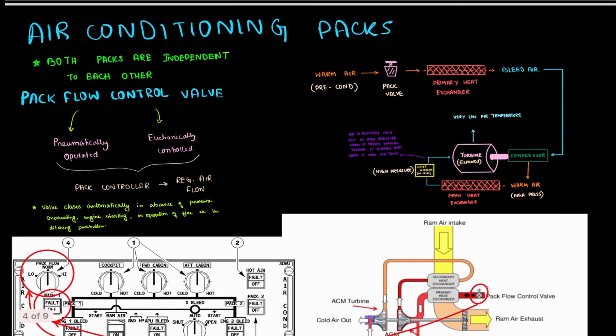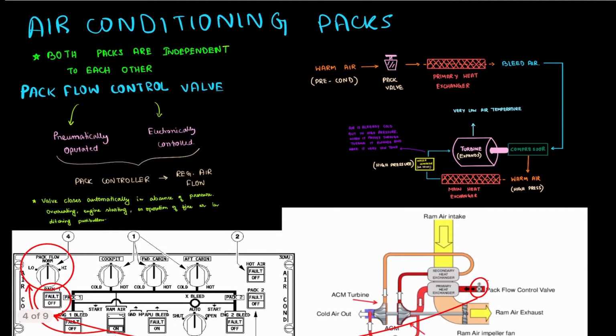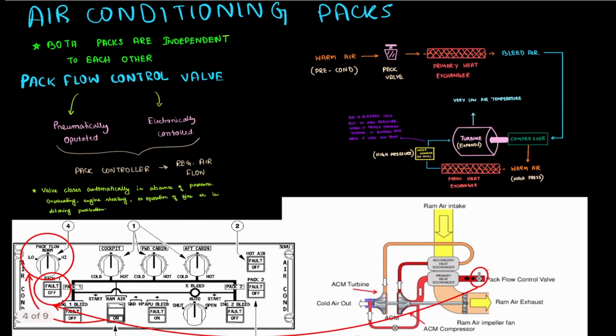So now the air conditioning packs. What are those packs? Basically both the packs are independent of each other. The pack flow control valve is pneumatically operated and electronically controlled. The valve closes automatically in the absence of pressure, in case of overheating, on starting of the engine, or with the ditching push button. So the pack automatically closes at that time. Okay, so this is the diagram of a pack.